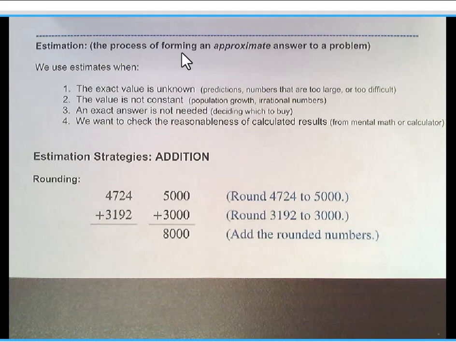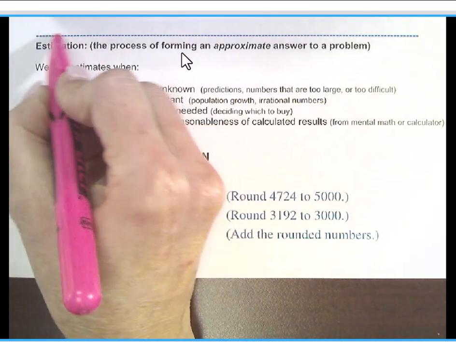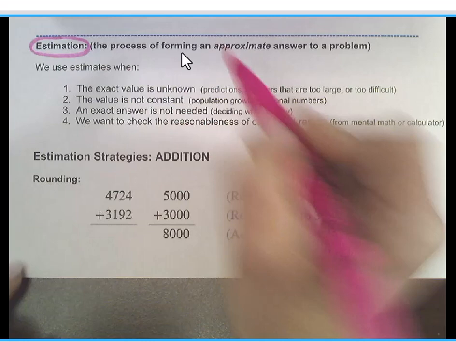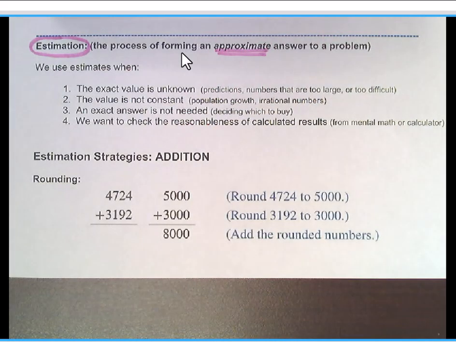Okay, in this last section, we're going to look at estimation. And I think a lot of times students don't understand what this truly means. We're going to estimate. We're going to get an approximate answer to the problem. I'm not asking for the exact answer. And there's a lot of times in life when we estimate.